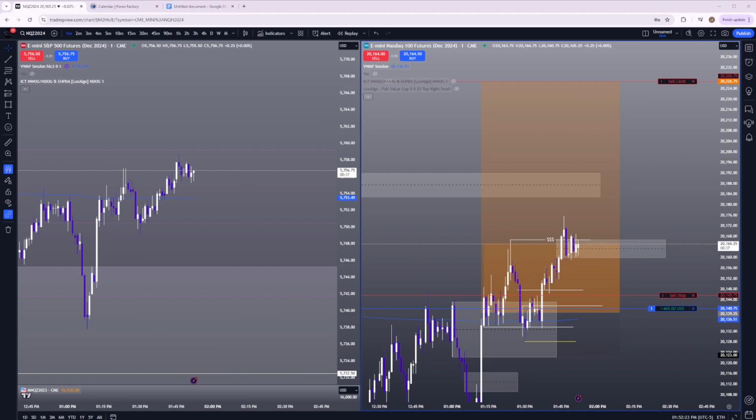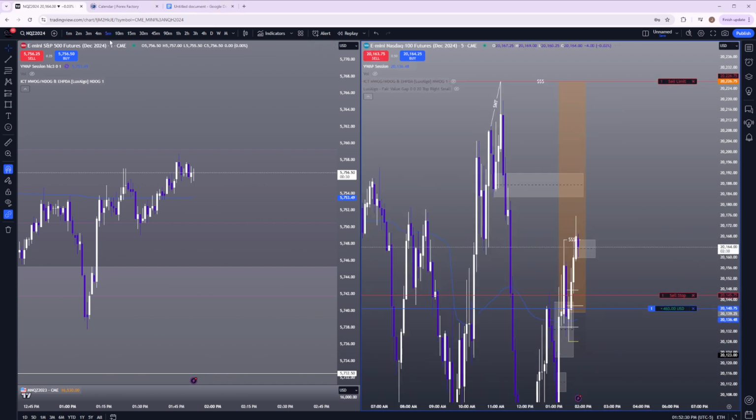We're still holding this 1 minute busy right now. We'll see if we're going to break out again. We're into the macro now. We are now into the macro, so let's see if we can really start pumping here.